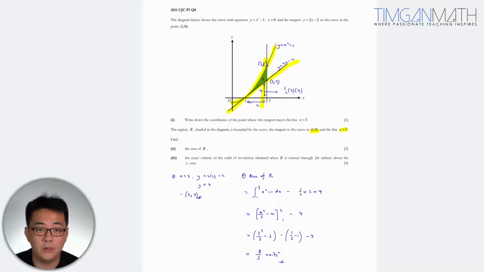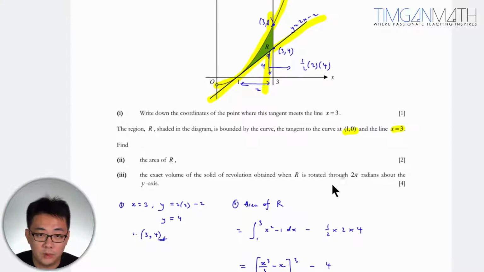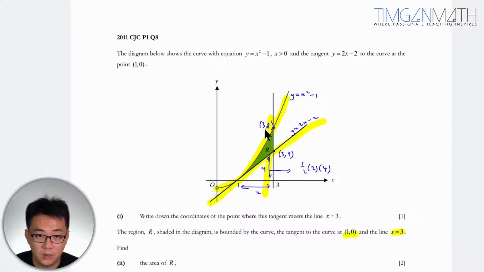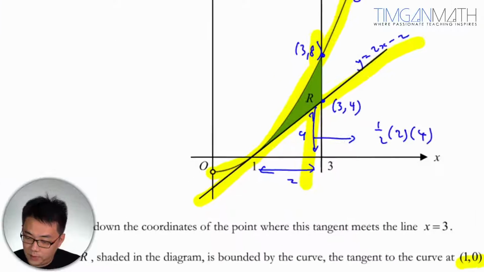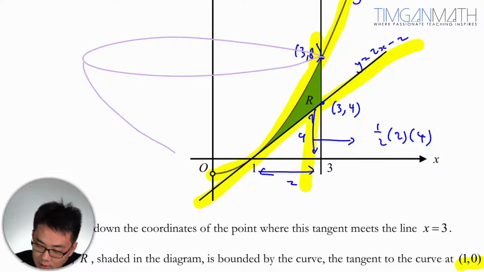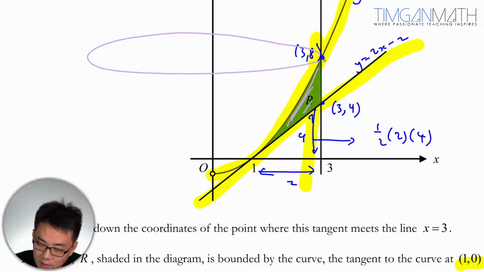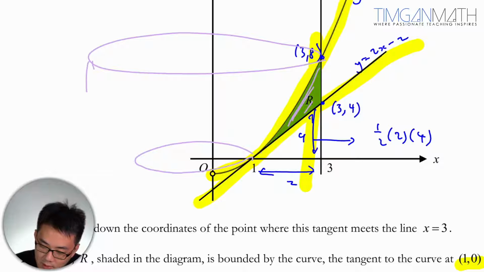Let's look at the last one, which is finding the exact volume of revolution of R through 2 pi about the y-axis. So you need this axis here. You're just going to rotate this over here. We need the volume like that. This is the volume here. When you rotate it, it looks something like that. You need to minus off this side, so it's something like that.